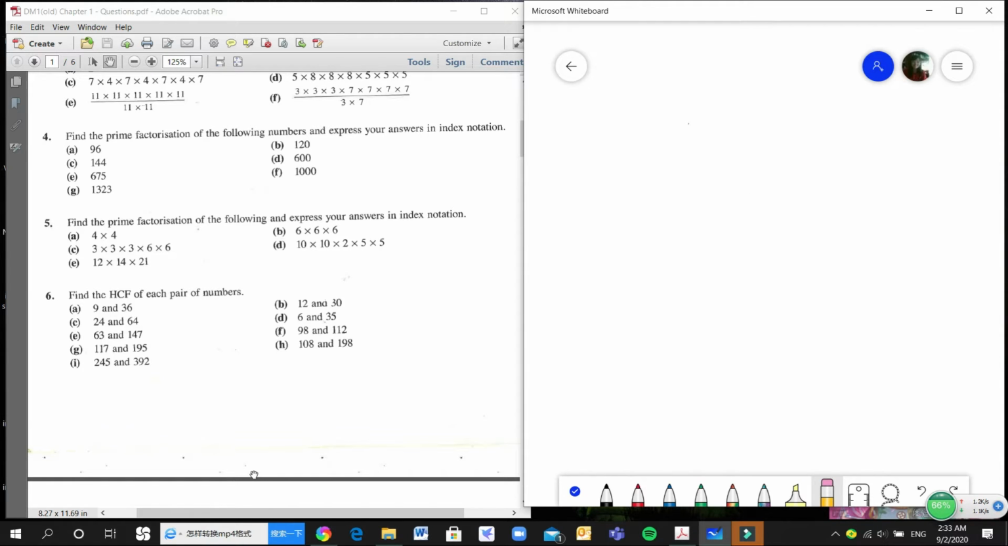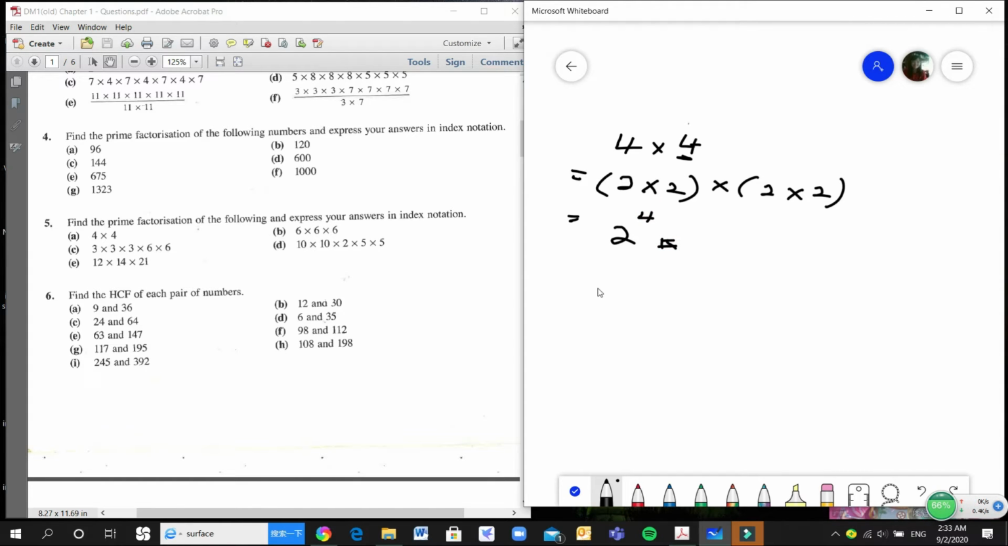Okay, now we look at question number 5. This one also prime factorization. So they ask you to make this into prime numbers. So you have to think how I can get 4. If I want to split it to the prime number, can I say 4 comes from 2 times 2? And this 4 also comes from 2 times 2. Then you see, I can group them all together. I will have 2 power of 4.